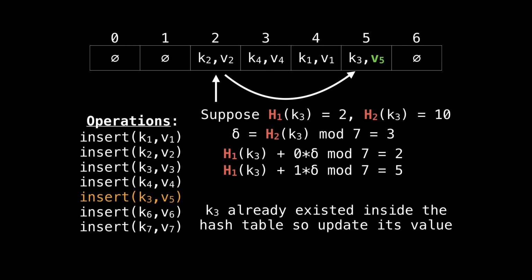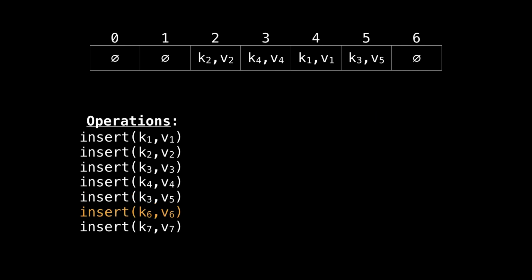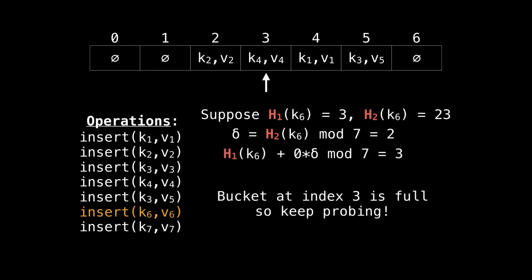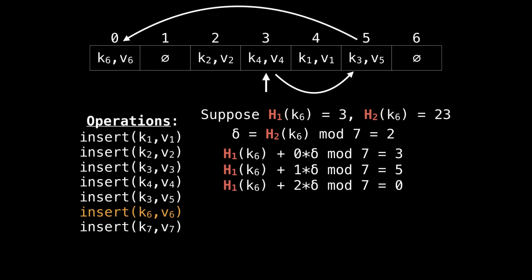And we find k3, which was already in there, and update its value. Now suppose the first hash function for k6 is 3, and the secondary hash function of k6 is 23, then that gives us a delta value of 2. So when we try to insert it, it goes to position 3, so we need to probe. So we compute 1 times delta mod 7, that gives us 5. There's another collision, so then we compute the offset at 2 times delta mod 7, which gives us 0. And we find a free slot, so we're able to insert our key value pair there.